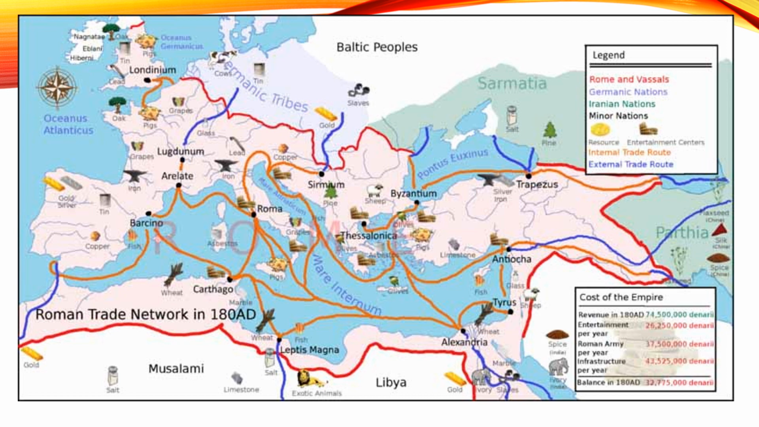So these are areas where non-Romans were trading within the Roman Empire, and then of course you have your green ones, which is your Iranian or Persian tribal nations. They were foreign traders, so that's where you get your international trade.